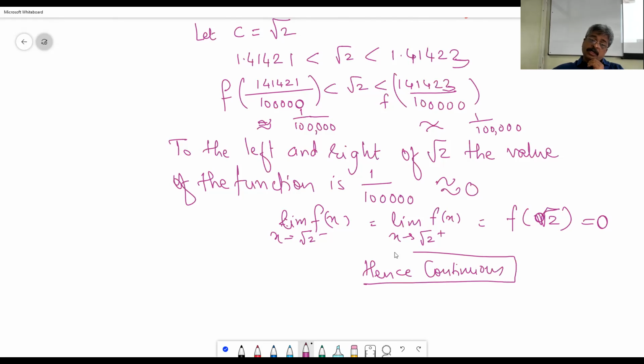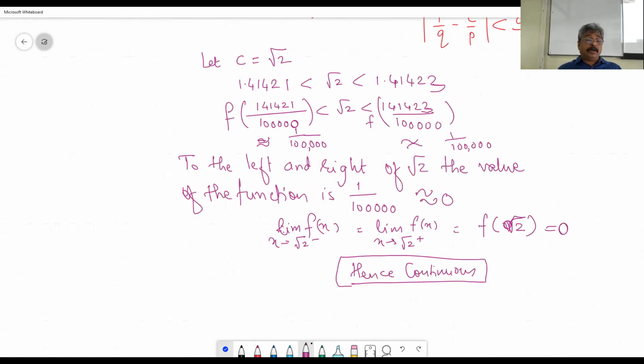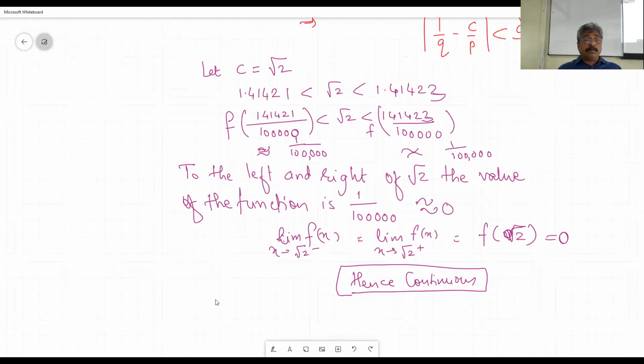Okay, so this is what is called a fabricated function, non-standard. And we can always write down the proof in terms of epsilon delta. In this case, I am making it look completely bold.